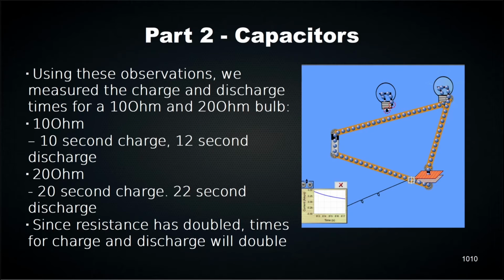Using these observations, we measured the charge and discharge times for a 10 ohm and 20 ohm bulb. For a 10 ohm bulb, it took 10 seconds to charge and 12 seconds to discharge. For a 20 ohm bulb, it took 20 seconds to charge and 22 seconds to discharge. Since resistance is doubled, times for charging and discharging will also double.